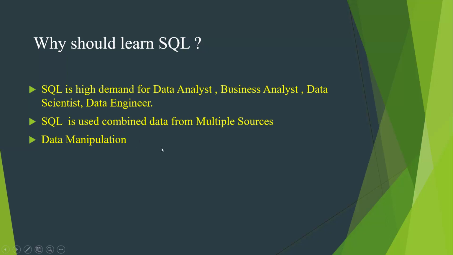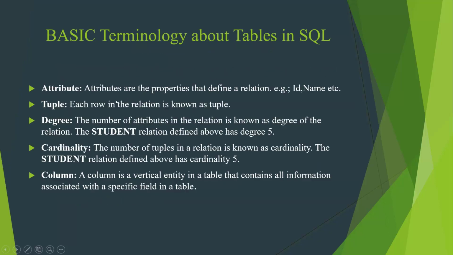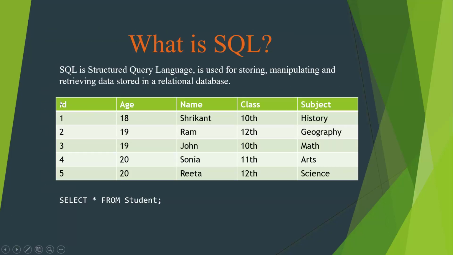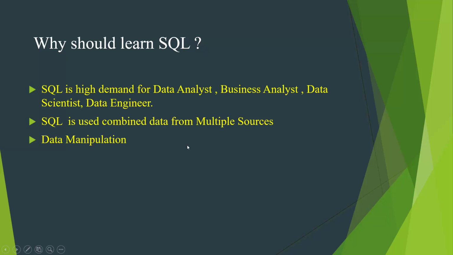Data manipulation: as I told you earlier, if you have tables, according to your specific requirement you have to manipulate the data. Let's understand what manipulation means here. Suppose this is the table and you only want two columns, age and name. You only want this area, so that is manipulation. Or suppose you want only three columns, id, age and name, so you select three columns. This is the purpose of manipulation.